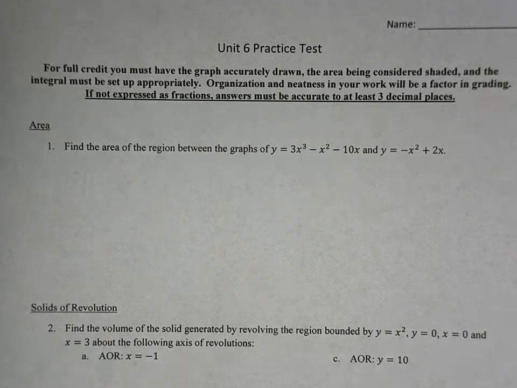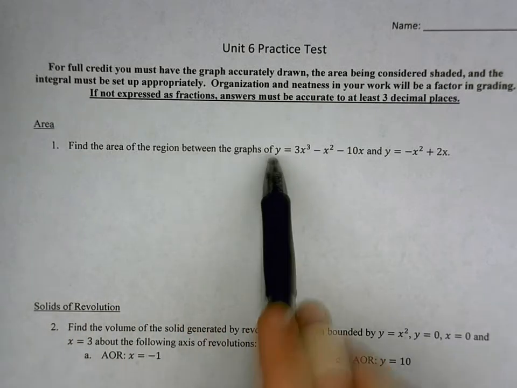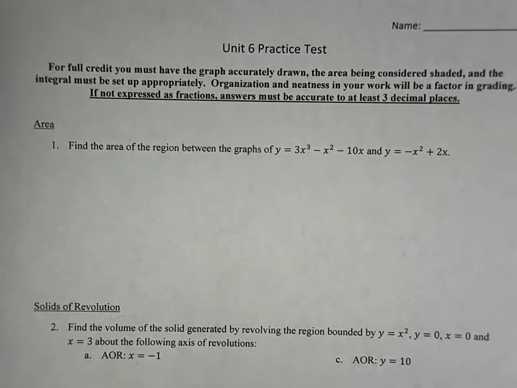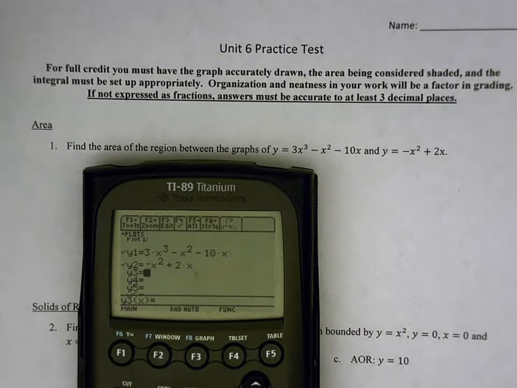Okay, so this first one, area, we're asked to find the area of the region between the graphs of y equals 3x cubed minus x squared minus 10x and y equals negative x squared plus 2x. So we're going to plug that into our calculator as follows: 3x cubed minus x squared minus 10x and negative x squared plus 2x.